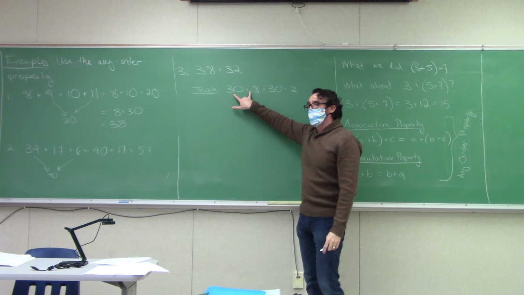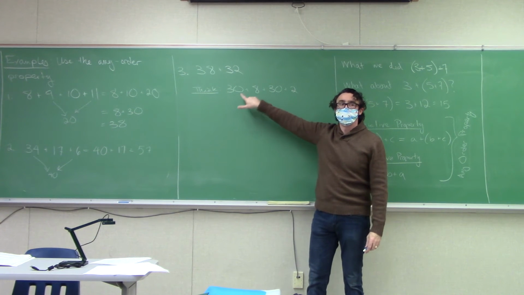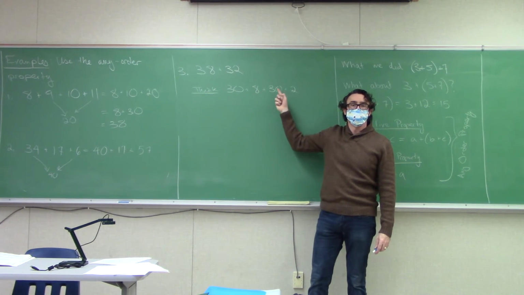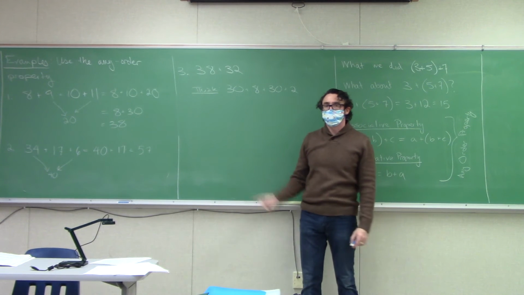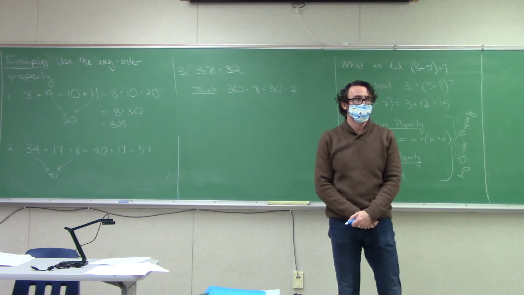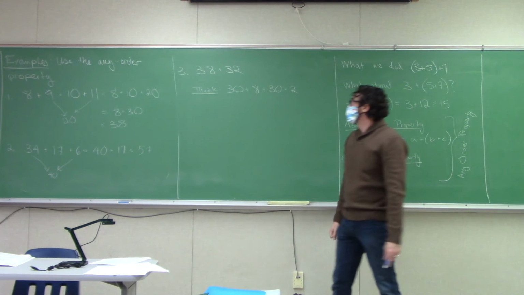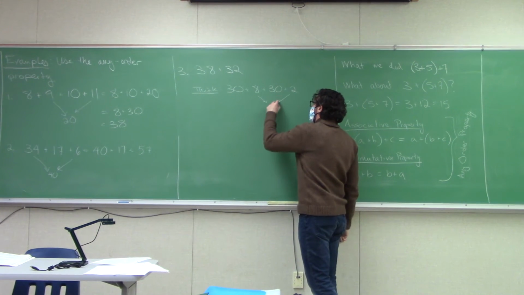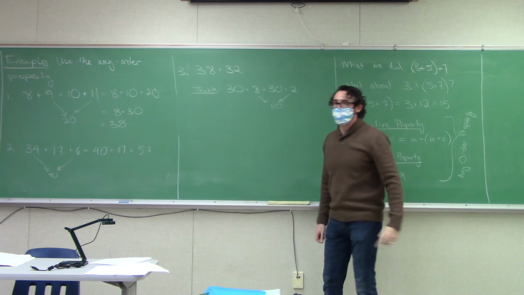Okay, expanded notation, right, that's 38, 30 and 8. This is 32, 30 and 2. How does thinking about it like this help me do the problem faster? Combine 8 and 2 to make 10. Right, make a 10 right there. 8 and 2 make a 10.